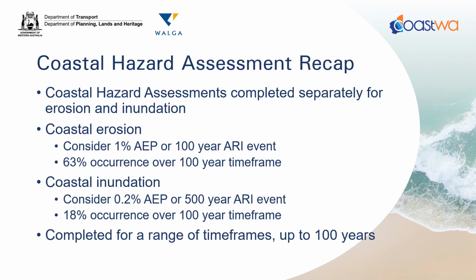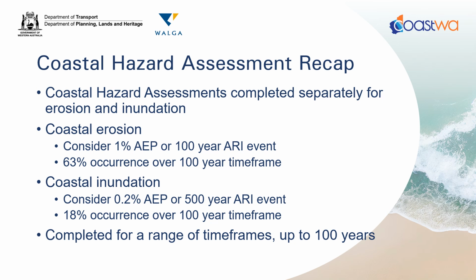So from a coastal hazard assessment recap perspective, the key things that we really want to go through are that the coastal hazard assessments are completed separately for erosion and inundation. And one of the key distinctions with this is that coastal erosion is completed based on an event with a 1% AEP. So that's a 1% annual exceedance probability, which is otherwise known as a 100-year ARI, or average recurrence interval event.